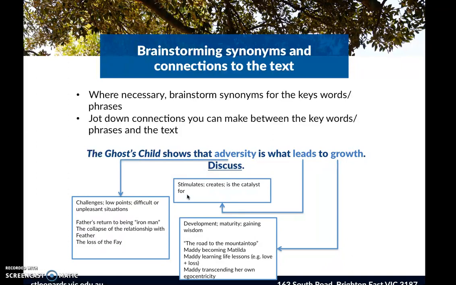But then also importantly, I'm making connections to the text. And I'm thinking, well, if I'm focusing on Matilda, how does Matilda exhibit growth? Well, the road to the mountaintop, that's a really important one. One of the ways that Hartnett shows this process of growth is through this metaphor of the journey to the mountaintop. Maddie becoming Matilda, that's another really important marker of Maddie's maturity. Her growth in terms of her learning of the life lessons. So for instance, her epiphany on the island of stillness.